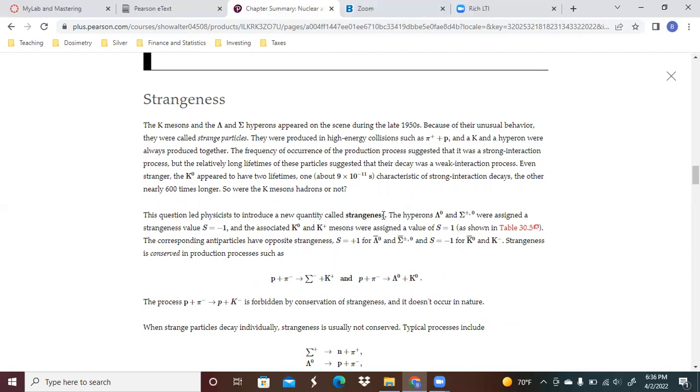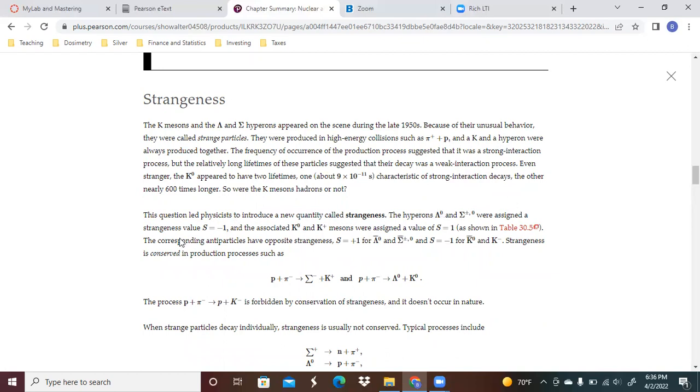There is a concept here called strangeness. These particles are produced in higher energy collisions, such as pi plus and proton, where the K and the hyperon were always produced together. The frequency of recurrence of the production process suggests that it was a strong interaction process, but the relatively long lifespans of these particles suggest that the decay was a weak interaction. This led physicists to introduce a new quantity called strangeness.